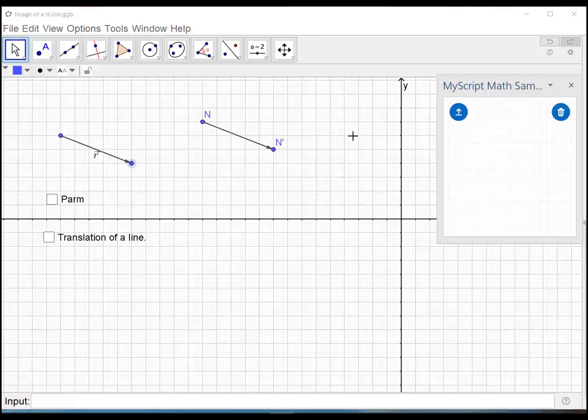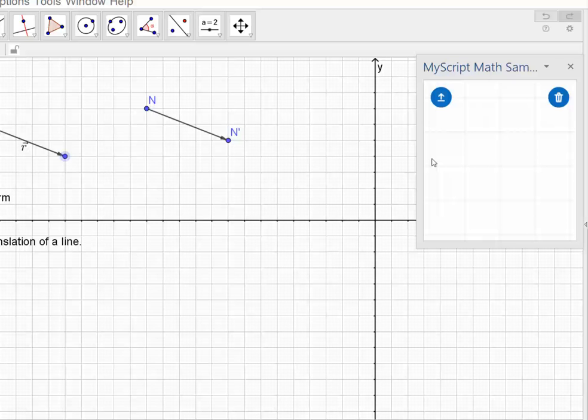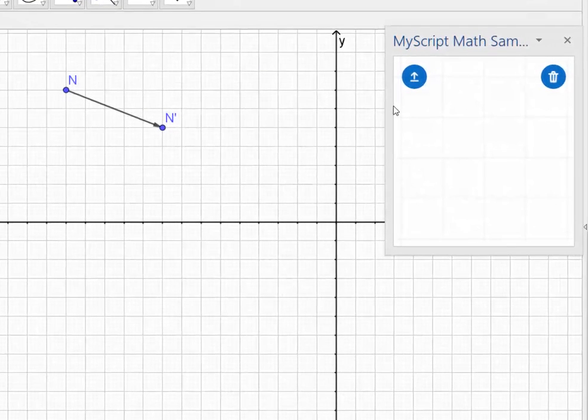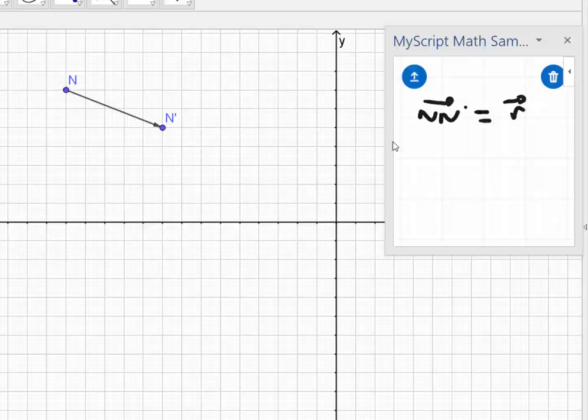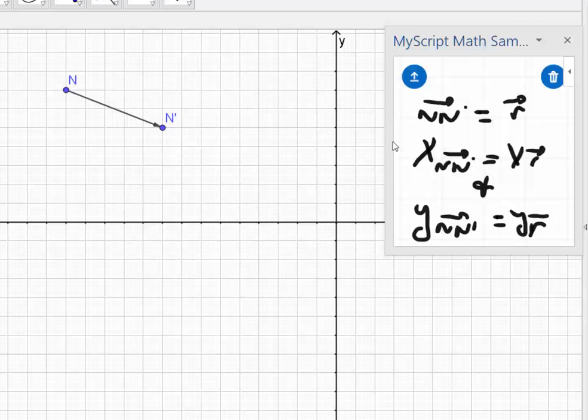And we can write now, if N prime is the image of N by a vector R, then we can say that the vector NN prime equals vector R. What does this vector equation mean? It means that the abscissa of vector NN prime equals the abscissa of vector R, and the ordinate of vector NN prime also equals the ordinate of R.